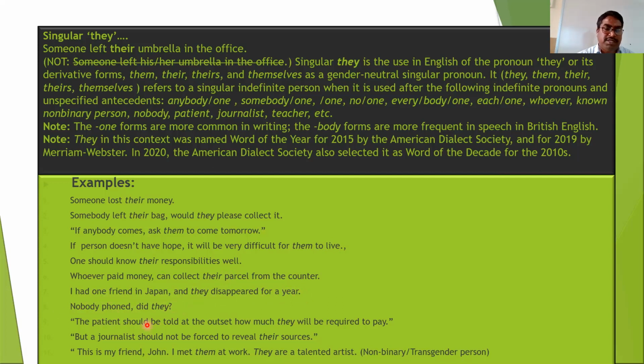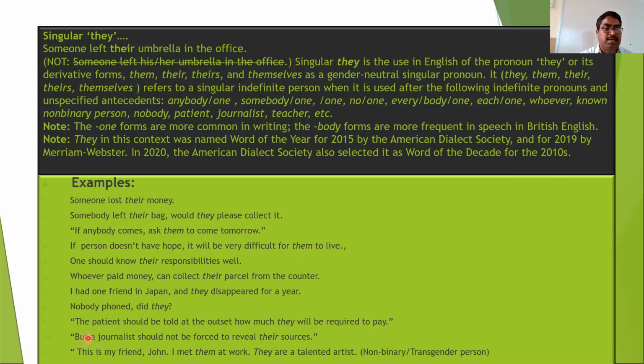The patient should be told at the outset how much they will be required to pay. Means the patient should be told in the beginning, at the outset means at the beginning, how much they will be required to pay. Here our concern is only they, not any other part of grammar, correct? So our focus is on singular they, how this singular they is used in a sentence, right? They means it can be either a female or a male person, right?